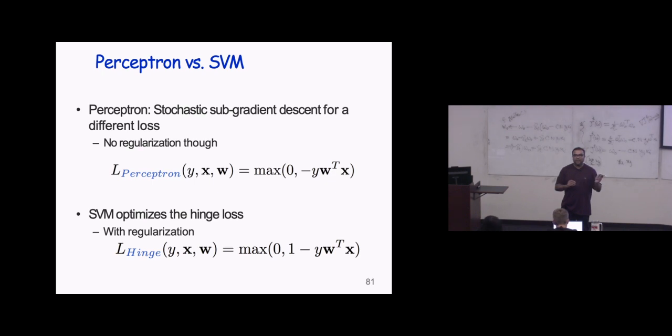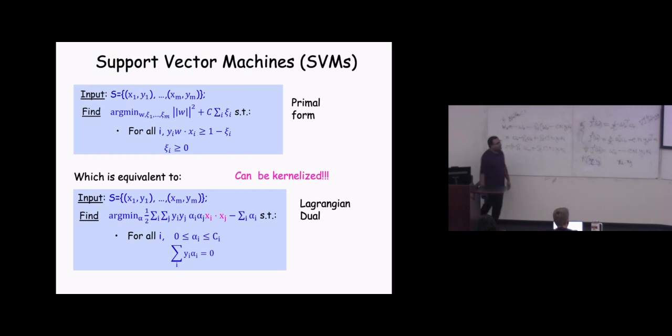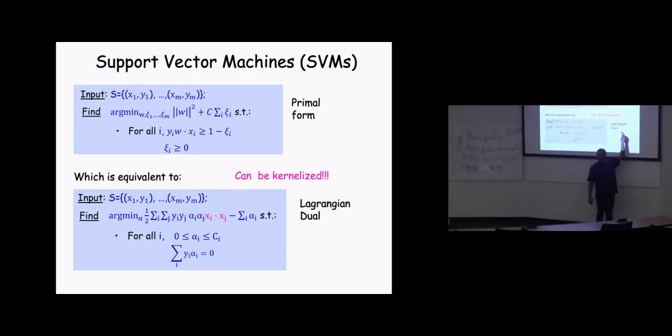But I'm going to tell you just the name of it, like how to solve it. And if you're interested, go ahead, read about it. That is called a Lagrangian dual formulation. So there is another formulation that you can derive the SVM objective function.